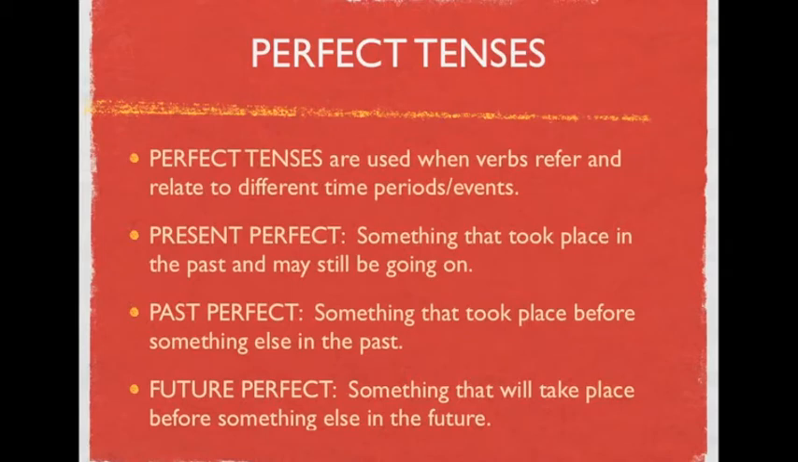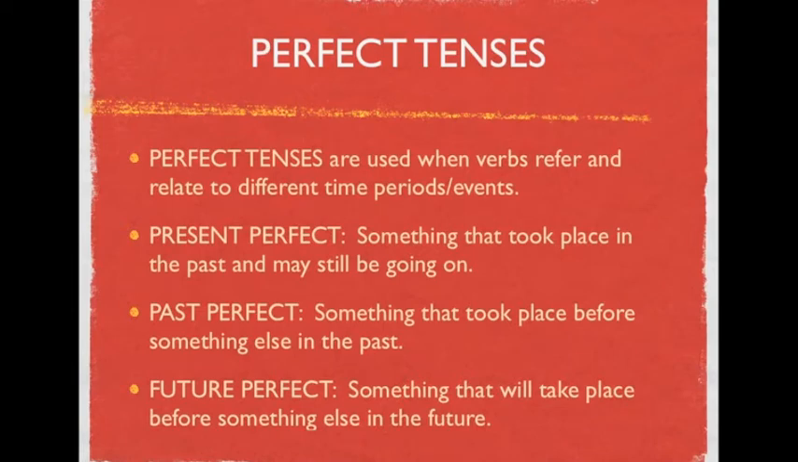Past perfect, that's something that took place before something else in my past. And that's when you use had. We'll talk about that in a second. But if it was homework, you could say, I had started my homework before I ate dinner. Okay? They both happened in the past, but had means you did something before something else that already happened in the past.